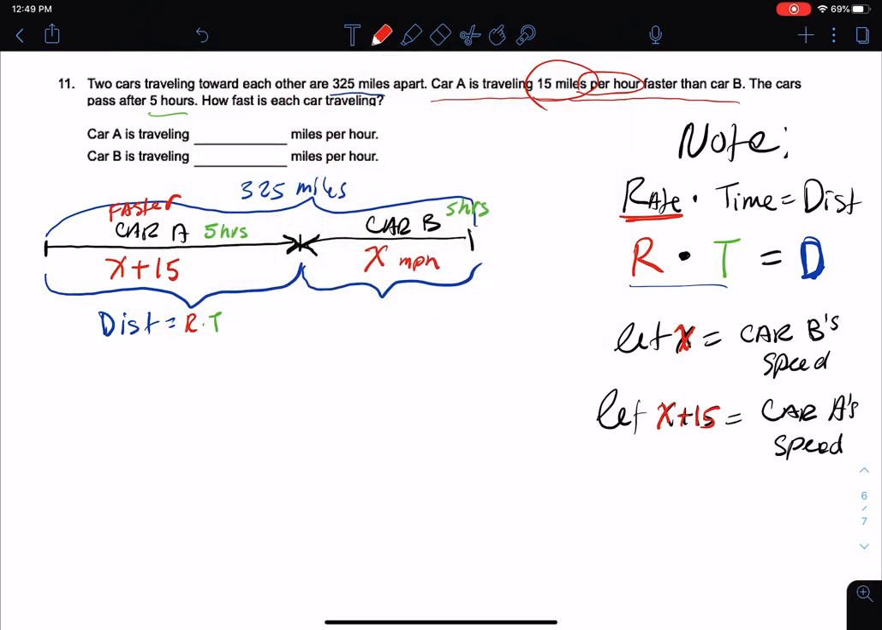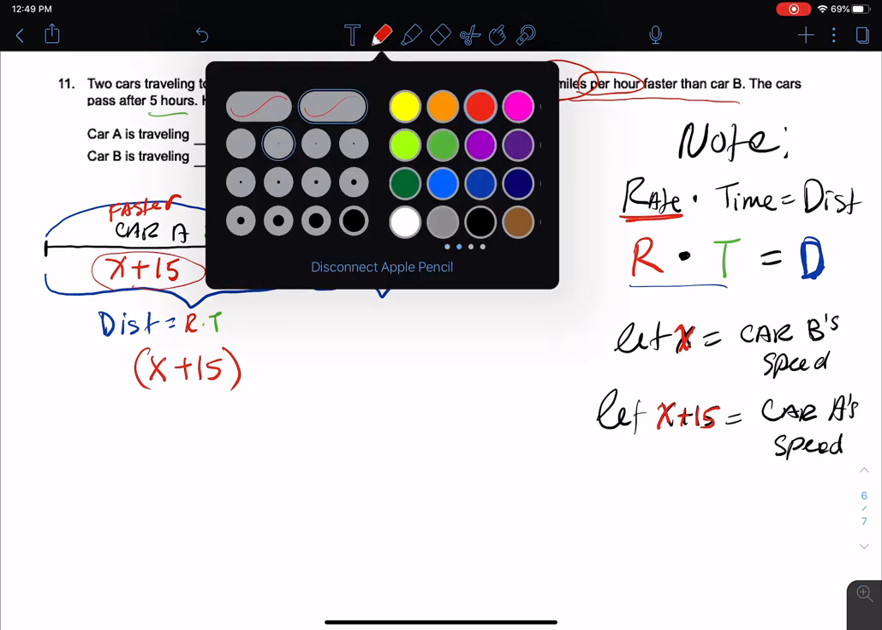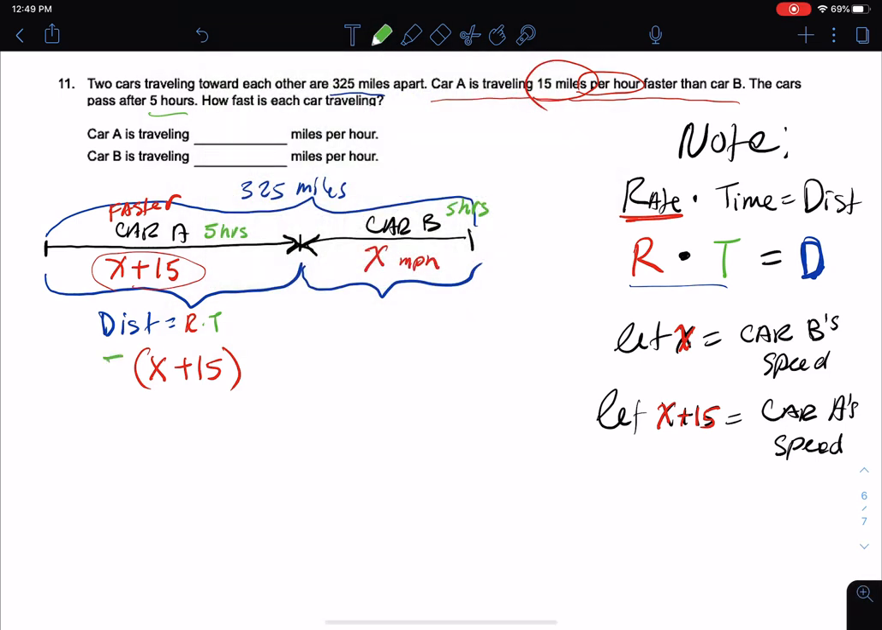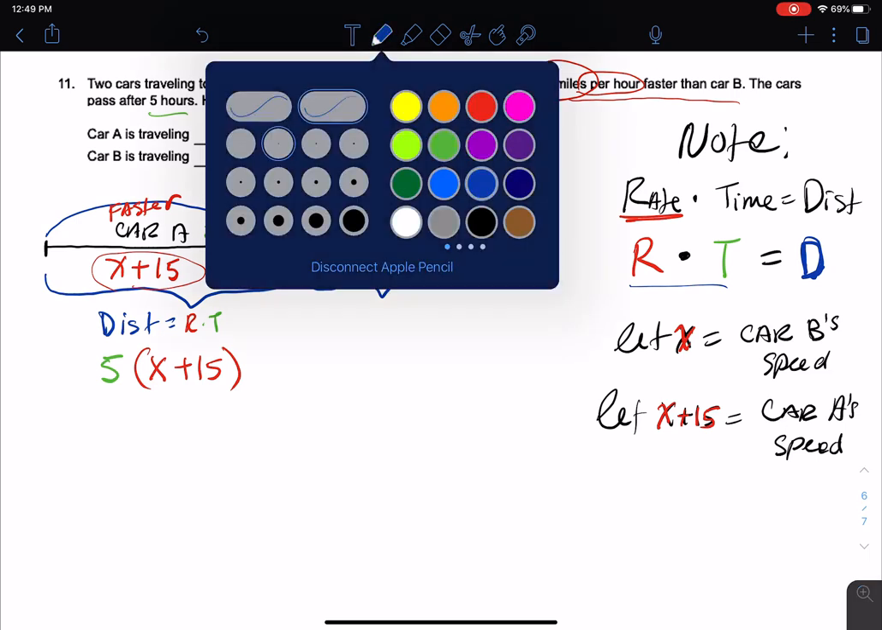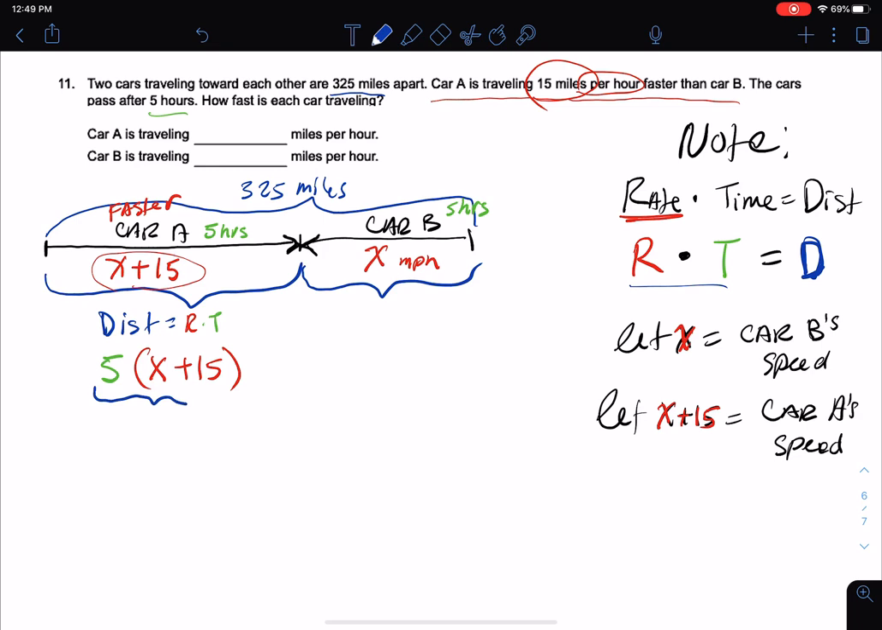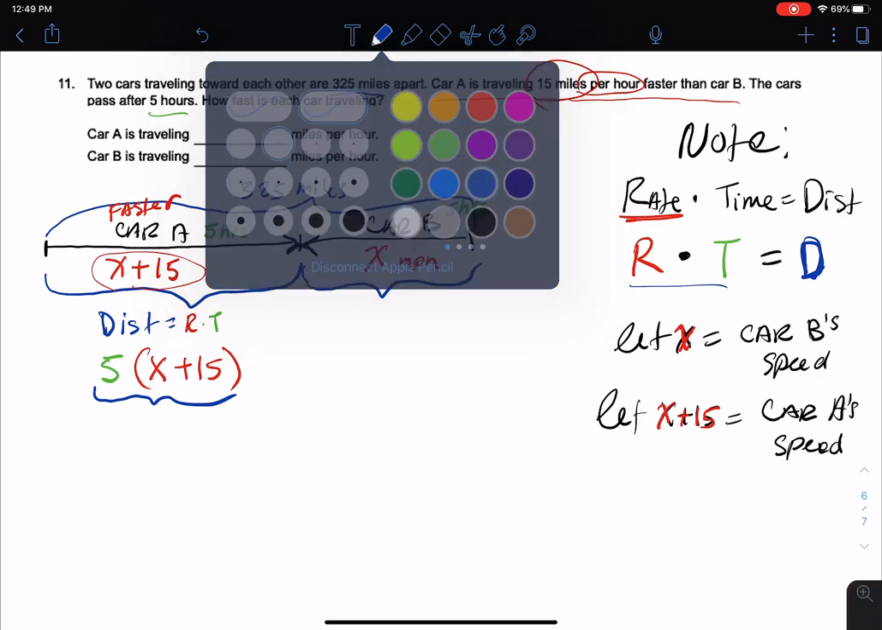The speed that car A traveled, we defined as x plus 15. We also know how long it traveled for. Well, it traveled for a time of 5 hours. So rate times time is a distance. So now this little expression is actually the distance that car A traveled. And if I could figure out the other distance, I could just add the two up.